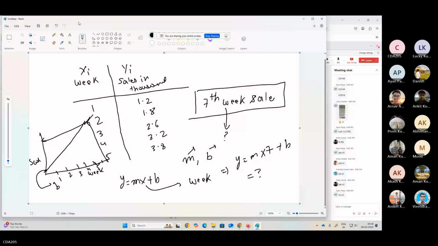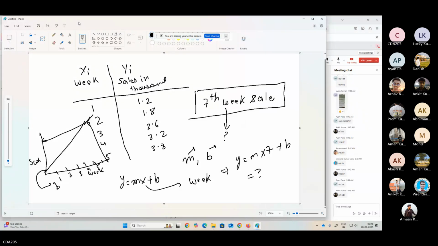Anyone got the answer? 4.8. Everyone got 4.8? Anyone got 4.8? 4.8, I think. 2 plus 4, 12 plus 6, the difference is 6 and 7. Let's wait, Ankit. Let the others calculate. If we get more, 4.8 means 4.8 will be the answer.